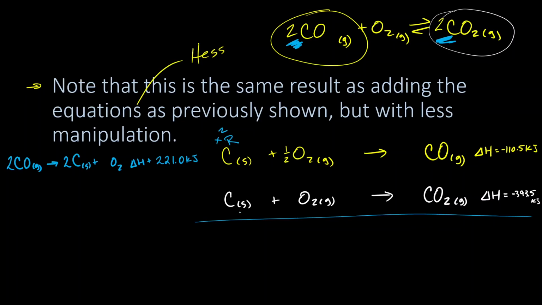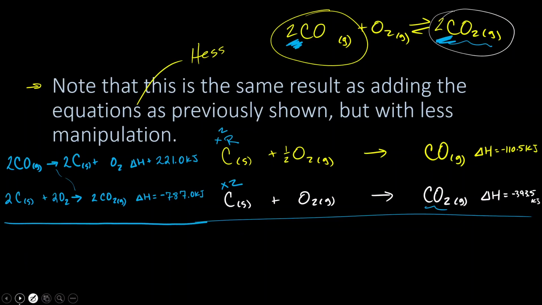We look at our second reaction. Our second reaction, carbon dioxide is a product, so that's good. I just have to multiply this one by 2. And so I'm going to multiply by 2 over here on the left. 2O2. Pretend my arrows line up perfectly here, guys. And 2 carbon dioxides. Of course, I also have to double my delta H. So my delta H becomes negative, what was it, 787.0 kilojoules.